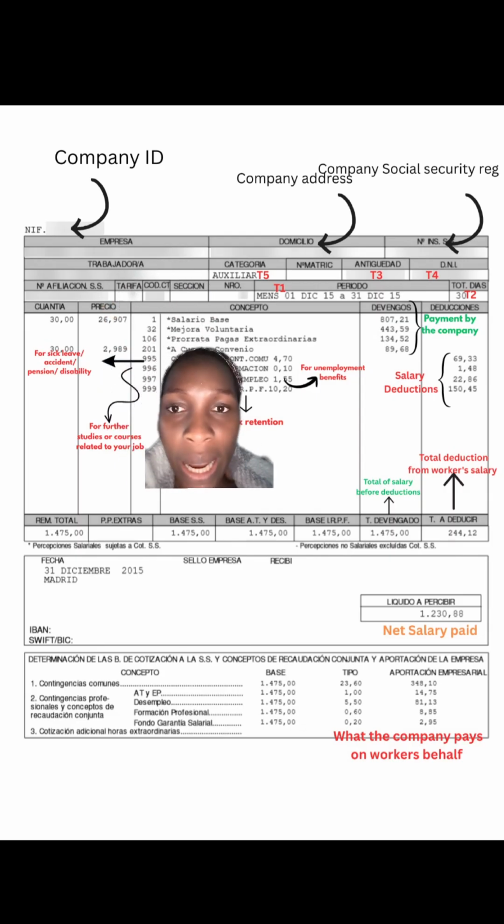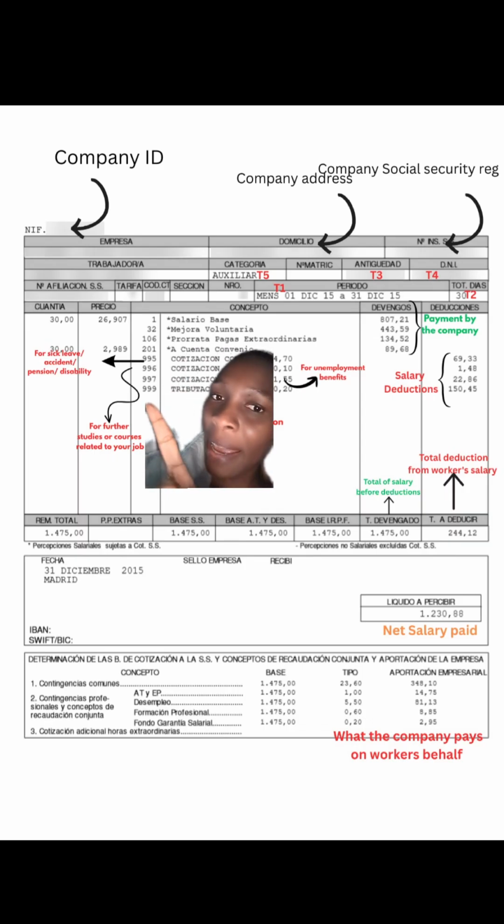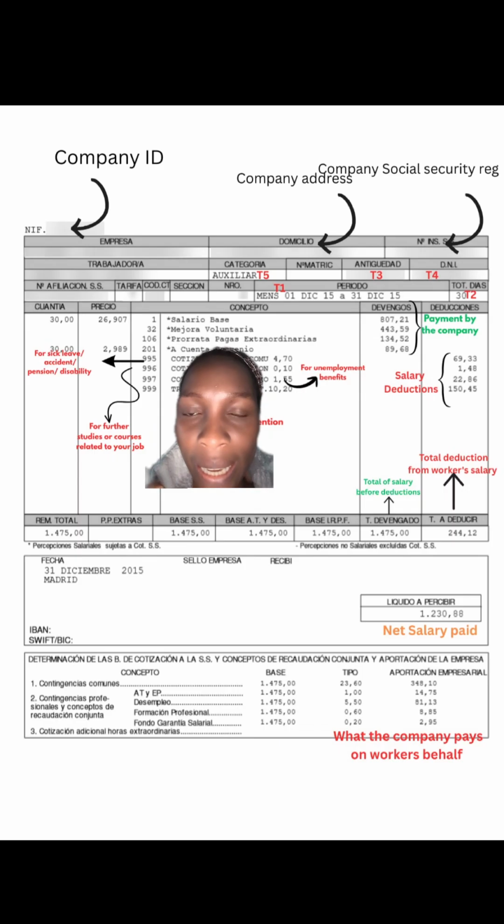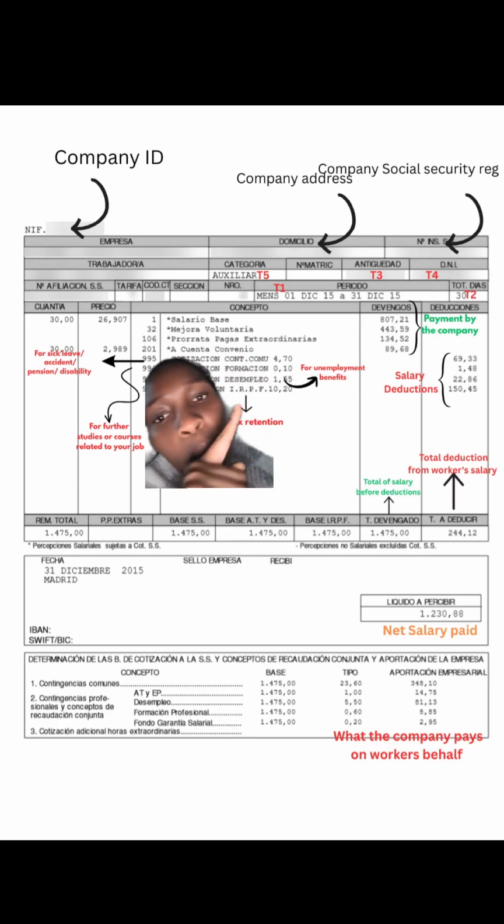Now, money matter, we come here. Here in the table, you can see that the first side, the very first side, is cuantía. Then we have precio. Then we have the concept. Then we have the devengos, which is accruals. And then we have the deduction, or deducciones. Okay, so this is it.